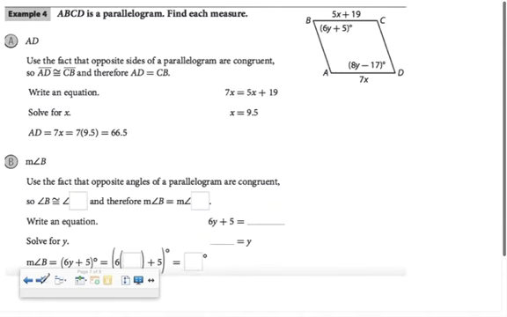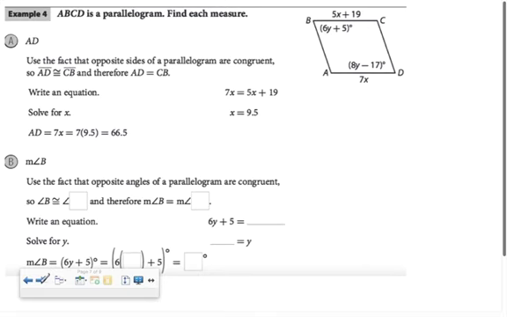So now we're taking that information and applying it. You'll notice in example 4, part A, I'm asked for the length of segment AD. So notice that the length of segment AD is the 7x. It's going to equal 5x plus 19 because those two sides, AD and BC, are opposite sides of a parallelogram. So they set those equal to each other, solve for x, plugged the 9.5 back in, and found that the length of AD was 66.5.